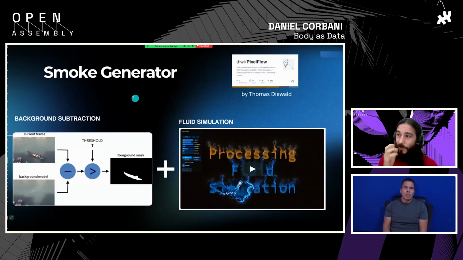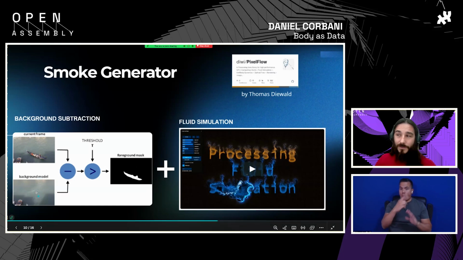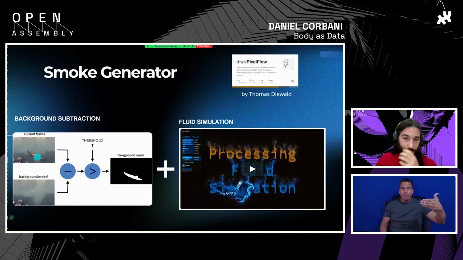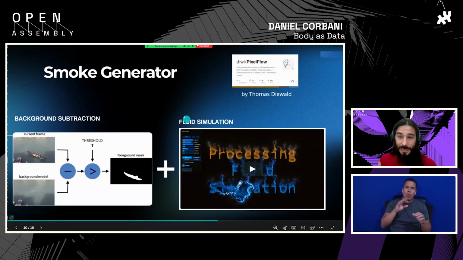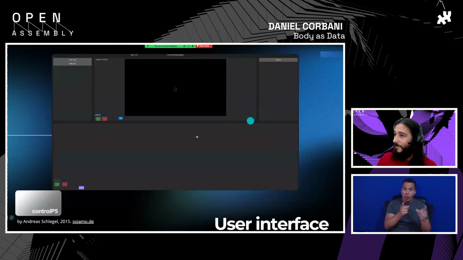So the smoke generator was done using the PixelFlow library by Thomas Dewald. I hope I'm pronouncing that correctly. There is a method called background subtraction. You take a picture of the scene, the background. Now, for every frame that comes in from the camera feed, we perform a subtraction and a threshold, and now you have a mask. That is the source for the fluid simulation. Both are in PixelFlow, and that's what you see.